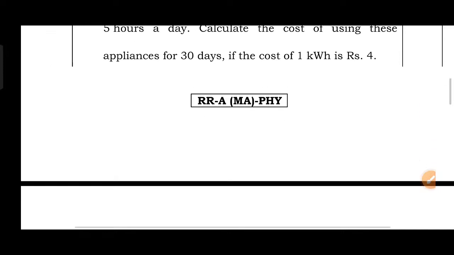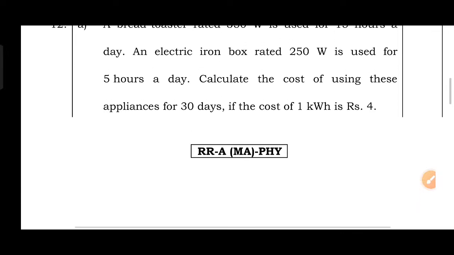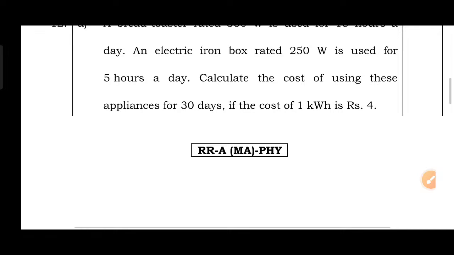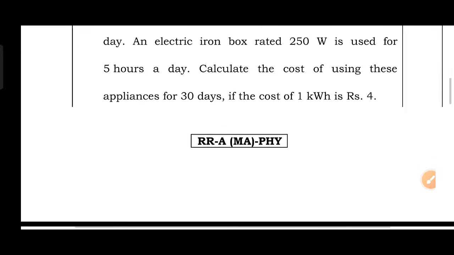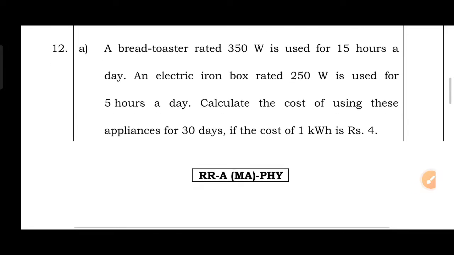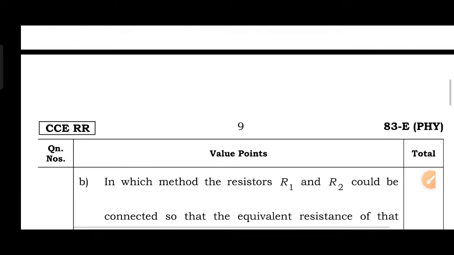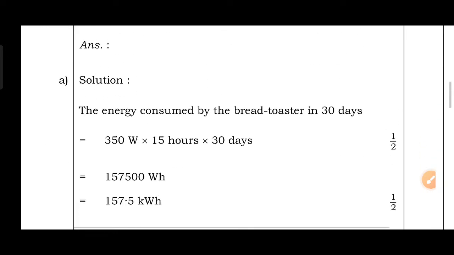This is a simple question, and they ask it again in the exam, only changing the values. If you see several question papers, they asked this question several times, but only changed the values: the watts, rupees and days. Maximum they gave 30 days only, but the 250 watt and 350 watt values are changed in some other question papers. Then see the answer.